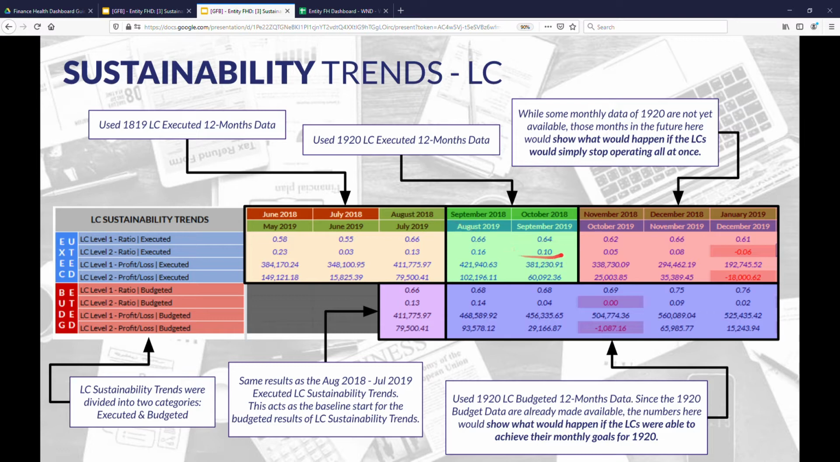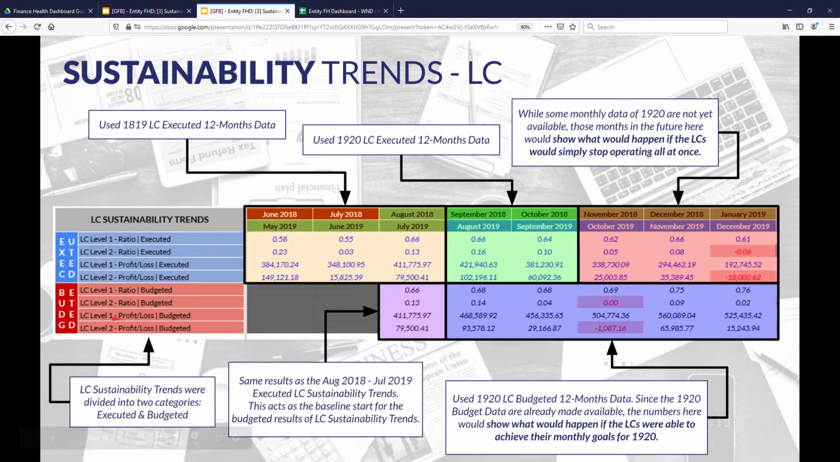Then as of this upload, what is available is up until September 2019, which uses 1920 LC executed data. While some monthly data are not yet available, those months in the future would show these results as what would happen if the LCs would simply stop operating all at once. So while there are no results yet for the next few months, you can already see what could actually happen.